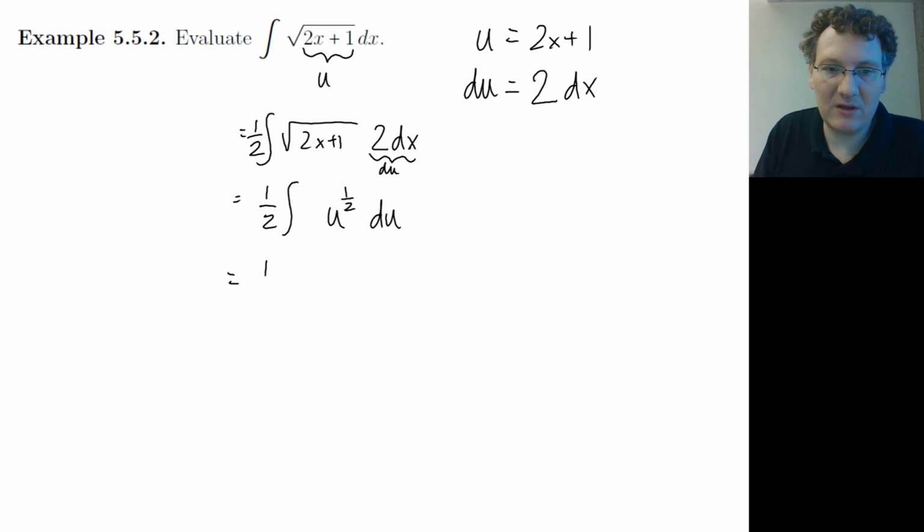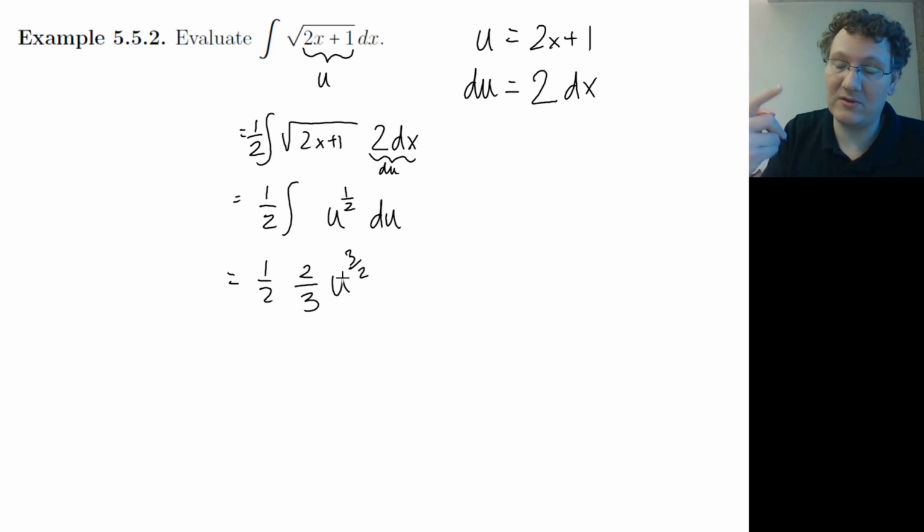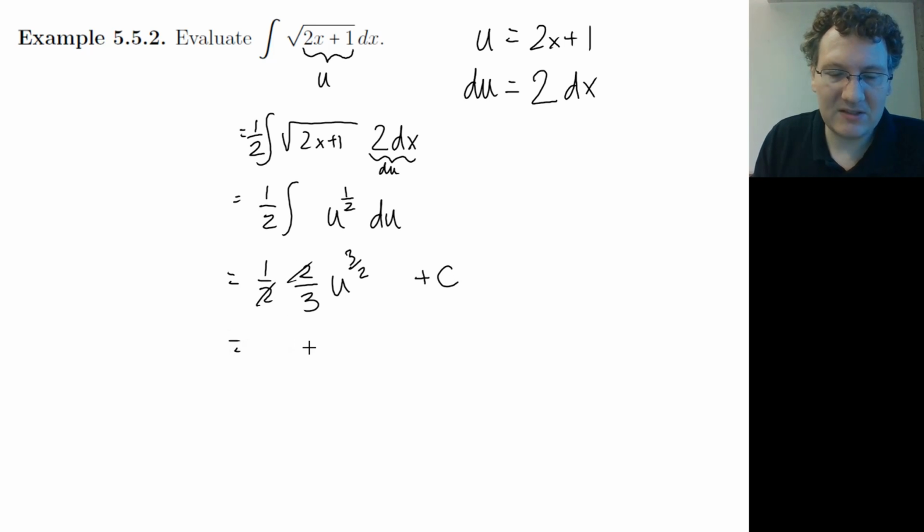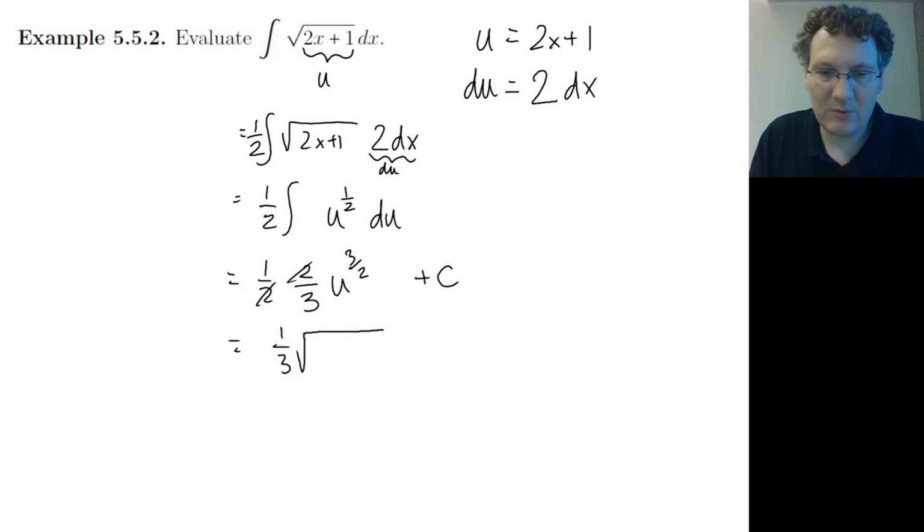Well, the integral of u to the 1/2 using the power rule is going to be u to the 3/2, and I'm going to put a 2/3 out front, right? That's the way you do the power rule in reverse. You increase the power by 1, and you divide by that exponent, which is the same as multiplying by the reciprocal, plus a c. A few things will cancel a little bit, and so this is going to be 1/3 square root cubed of 2x plus 1, that's legal, plus c.